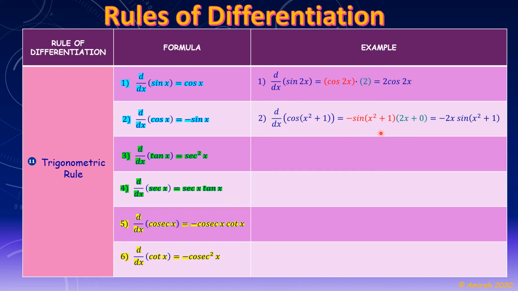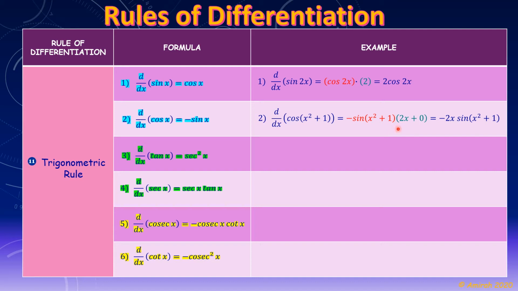But after that, we need to differentiate the function inside cos. Inside cos is x squared plus 1. So we need to differentiate x squared plus 1. So we have 2x plus 0 here. And in between must be a multiplication operation.